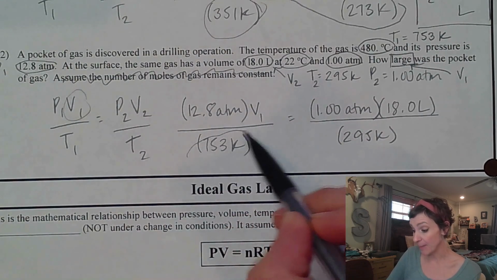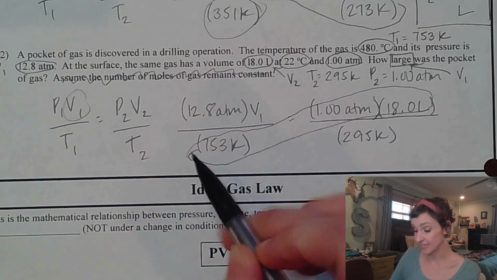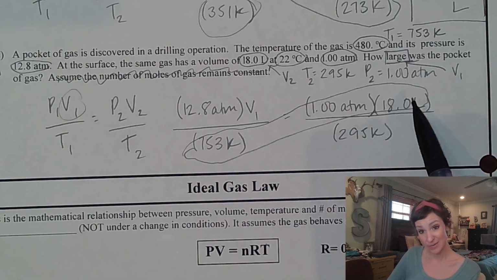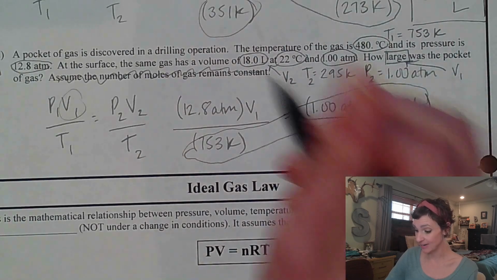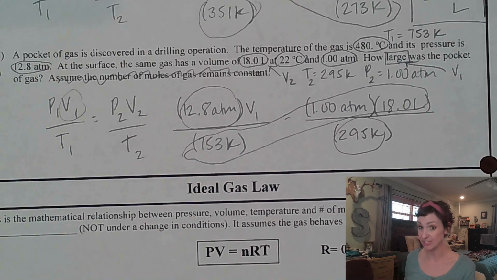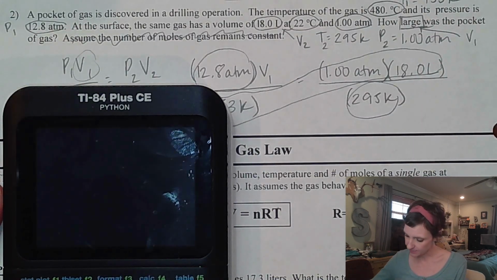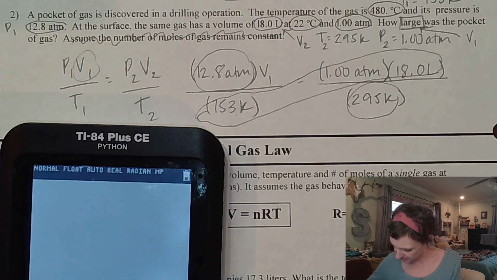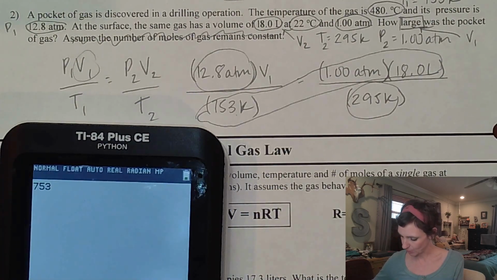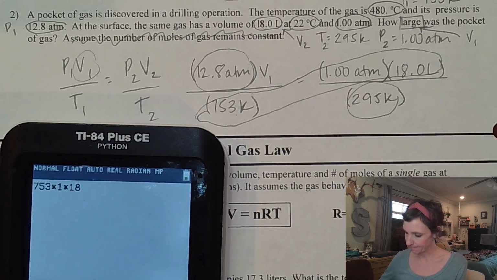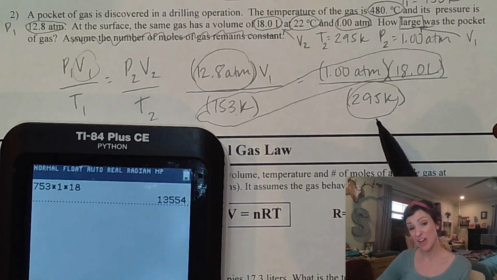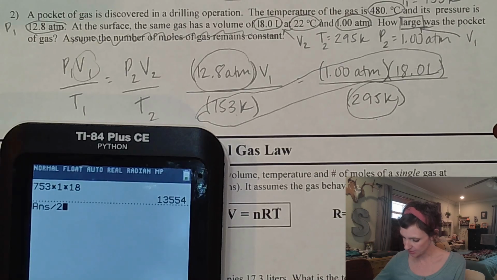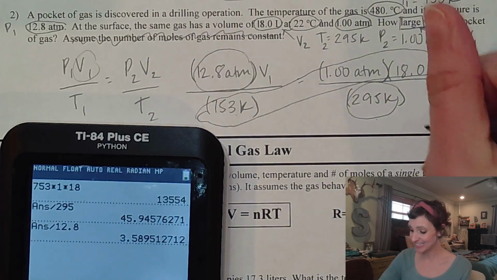So I've got to take the baseball bat that runs catty corner, or crossways, along V1, and I'm going to multiply all those numbers together. And I've got two baseballs, this one down here and this one down here, that I'm going to divide that answer by. So my calculator comes up to help me out here. On my baseball bat, what is it, 753 times 1, I'm just going to write times 1 even though it's irrelevant, times 18, right? So that's my baseball bat, and then I'm going to divide by these two balls. Divided by 295 and divided by 12.8. So my answer is this.